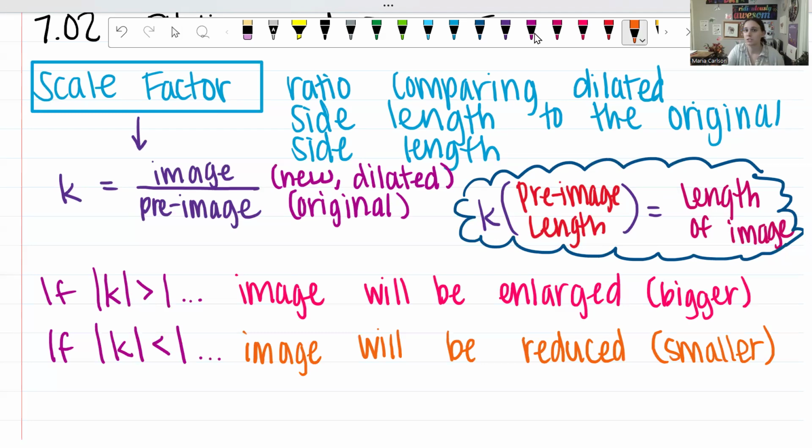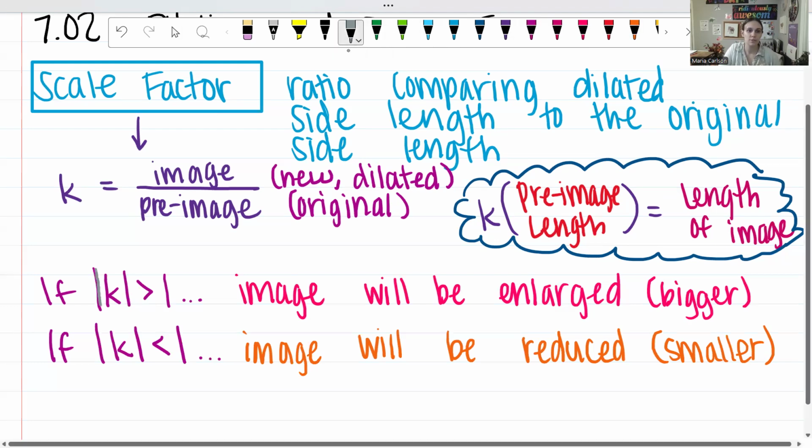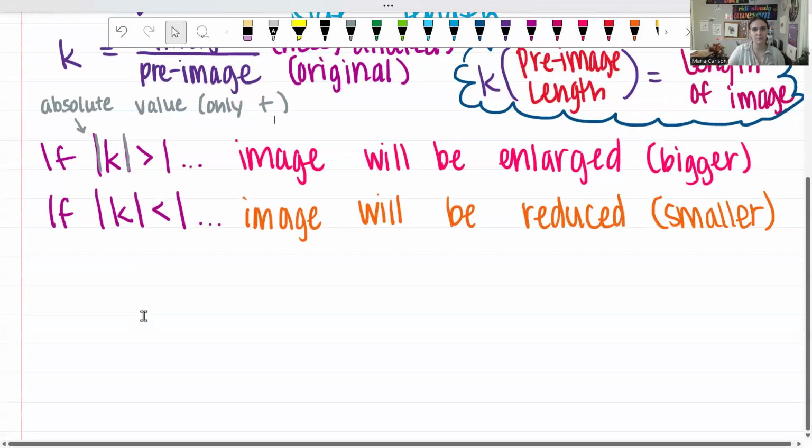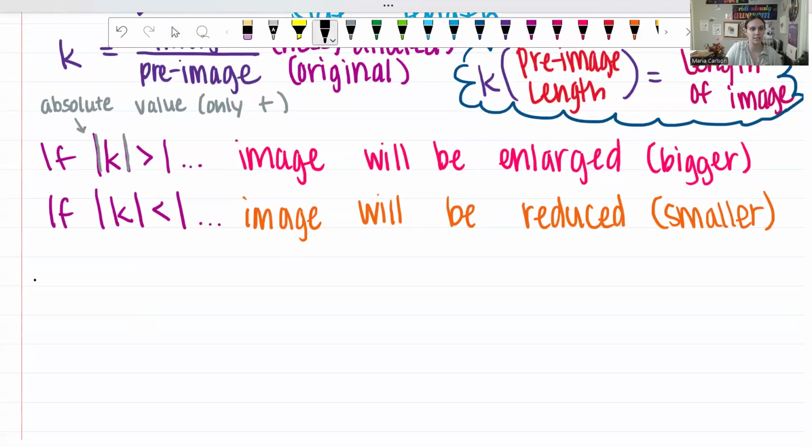So, and again, just to reiterate what this absolute value symbol means, the absolute value just means that we are looking at only positive values. All right, let's look at some examples using dilations and scale factors.